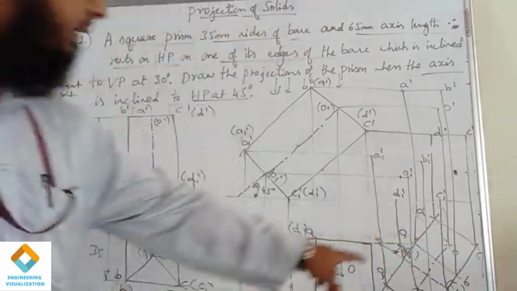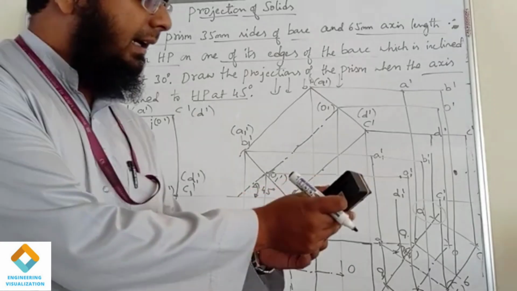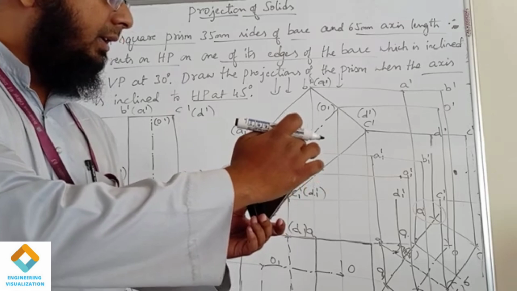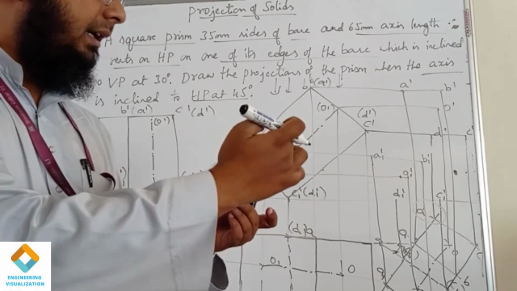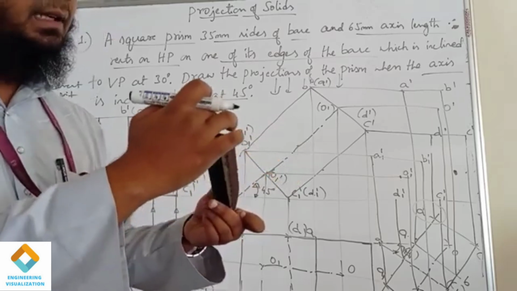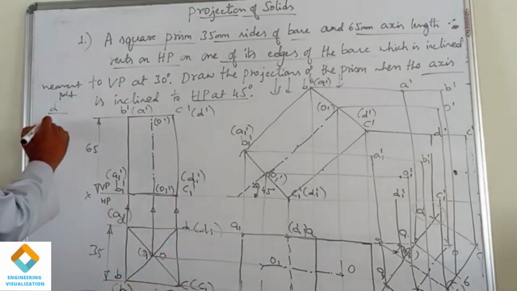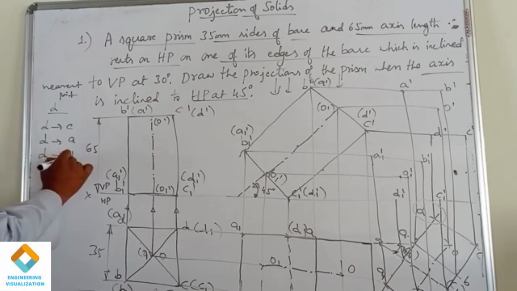And D is connected with D1. It is inclined like this. So this is the D point. D is connected with C, D is connected with A, and D is connected with D1. These are the nearest connected points to it. So D is connected with C, D is connected with A, and D is connected with D1.